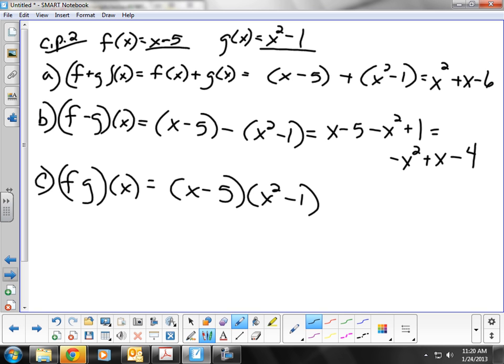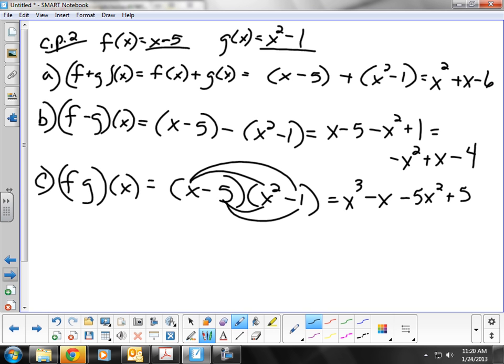Now, if I multiply two binomials or two functions, what do I have to do? The distributive property. Okay, so I'm going to take the first term and multiply it by both of the terms in the second set of parentheses. So I get x to the third minus x. And then I'm going to take the second term and multiply it by everything in the second set of parentheses. So I get minus 5x squared plus 5.